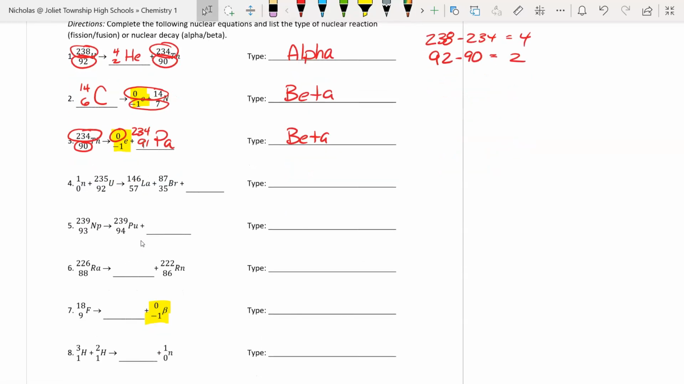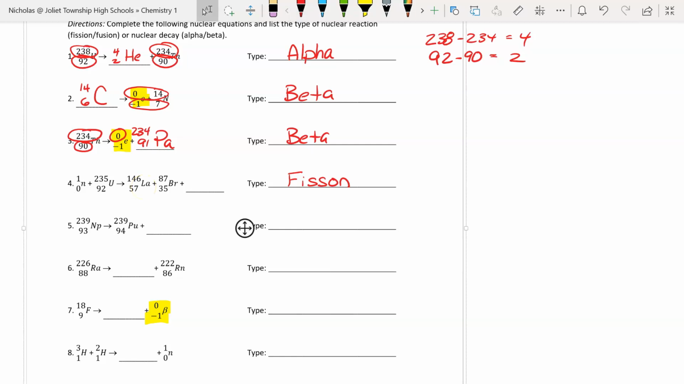All right, number 4. Now, number 4, we see that we have a neutron in the reaction, and that neutron is combining with a uranium nucleus. Now, when we see a neutron combining with any kind of a nucleus, that's most likely going to be fission, because that nucleus is being bombarded with the neutron, and that's what's going to break it up here into our two smaller nuclei.